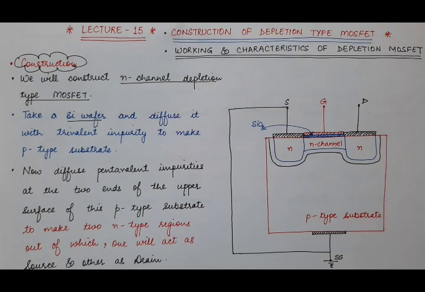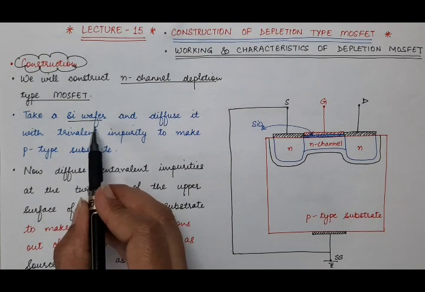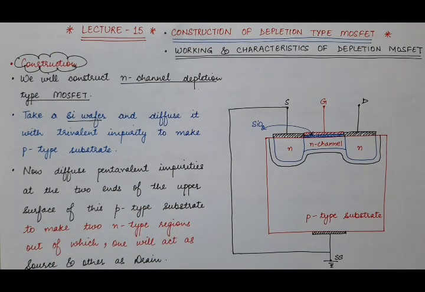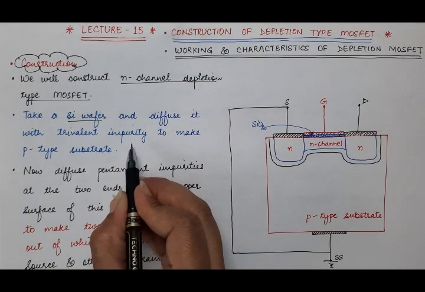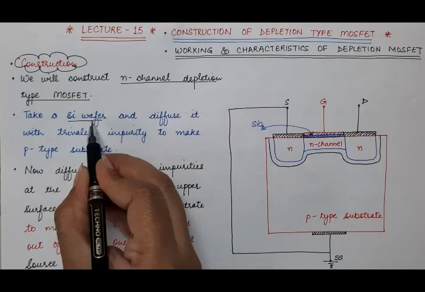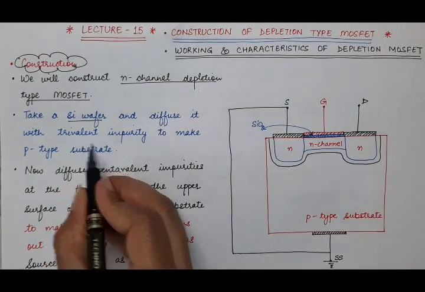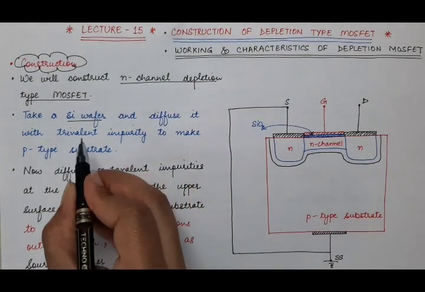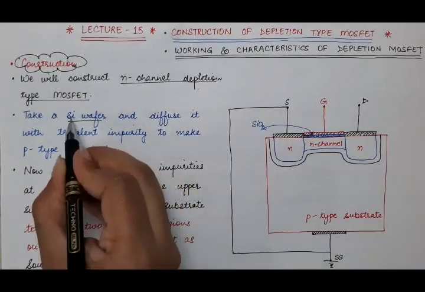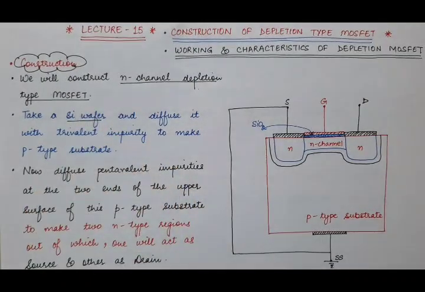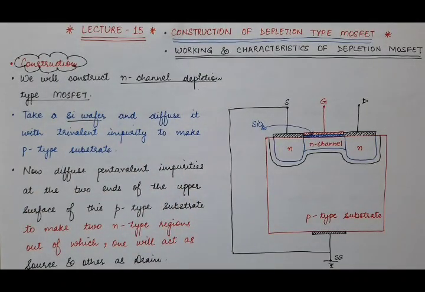So what we will do with this silicon wafer, which is intrinsic semiconductor, we will diffuse trivalent impurity into the silicon wafer to make it P-type. So by diffusing this trivalent impurity into this intrinsic silicon wafer, we will convert that intrinsic silicon wafer into P-type substrate.